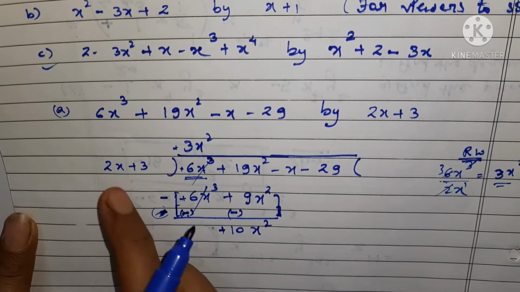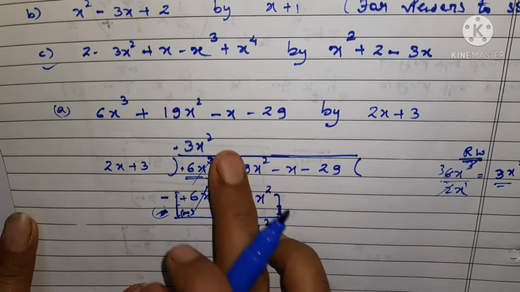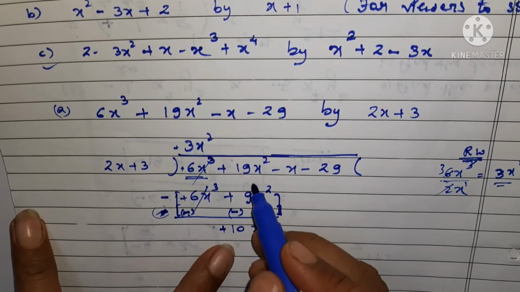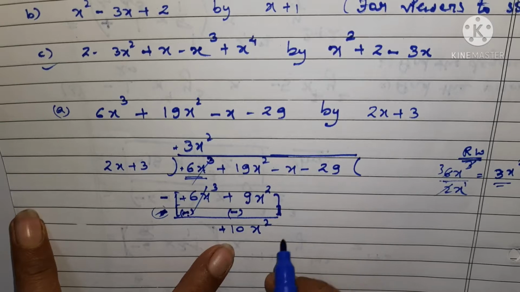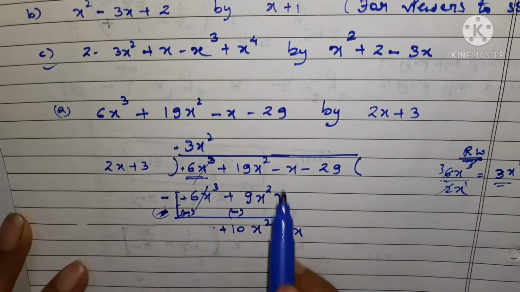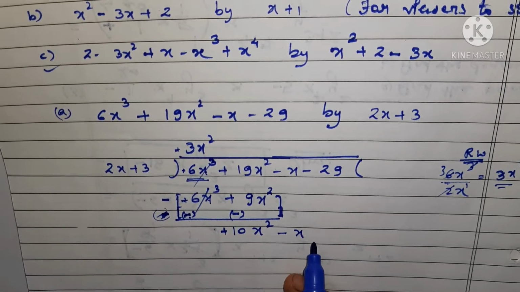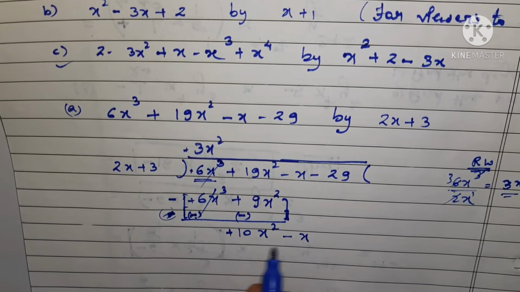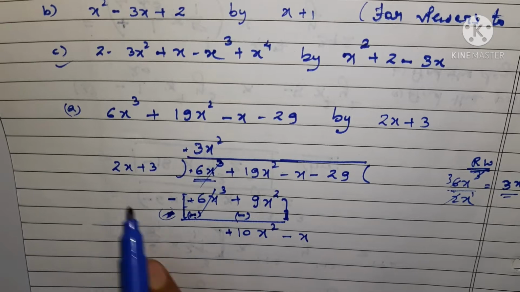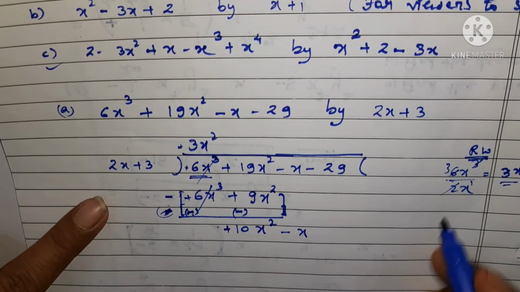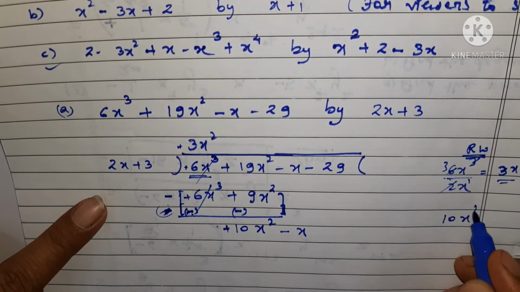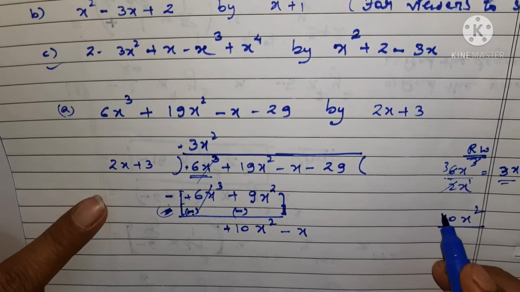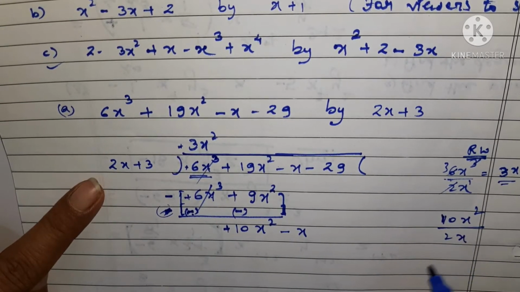Now again you have to repeat the same process which you have done here. Okay, now the second term is what? You have to note down this from here also. Whatever is left you can note down from here. So you will take now again the first term of this expression. So what is the first term? 10x square. Again you will divide it by the first term. So in the second step, 10x square is to be divided by 2x.